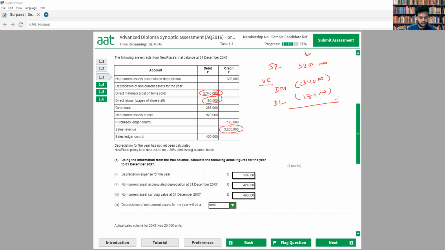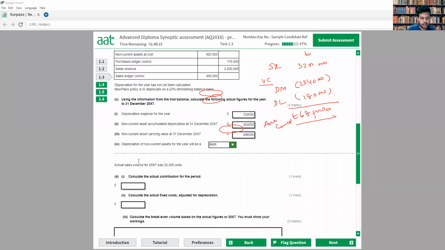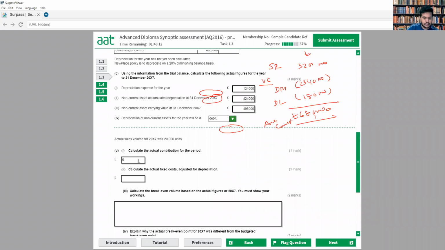Let's find out how much is the contribution. So 3200,000 minus 2340,000 minus 180,000. That gives me 680. So 680 is my actual contribution. Remember that contribution means sales revenue minus variable cost. All right, let's have a look. What else we have here? So actual contribution, we have 680,000.